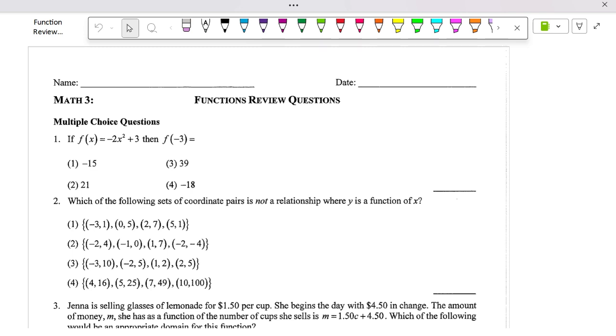Now, why do I bring this up? The very first thing that we're going to talk about is evaluation of functions. The very first question asks us, if we're given f of x, which remember that's another name for y, f of x is equal to negative 2x squared plus 3, and they want us to find f of negative 3.